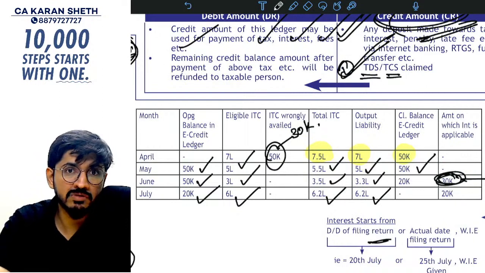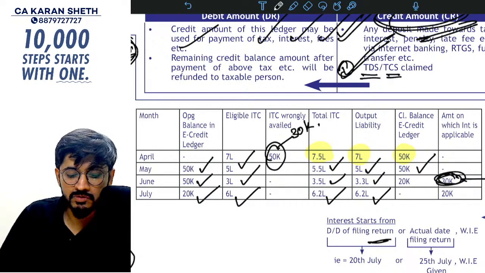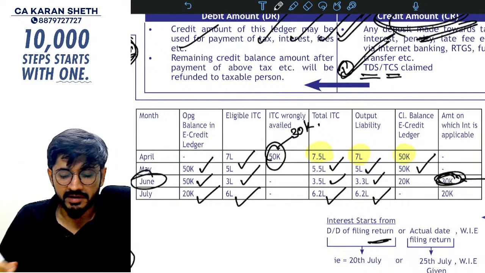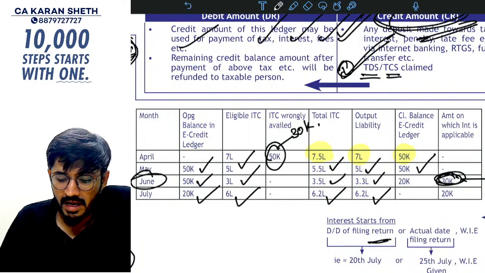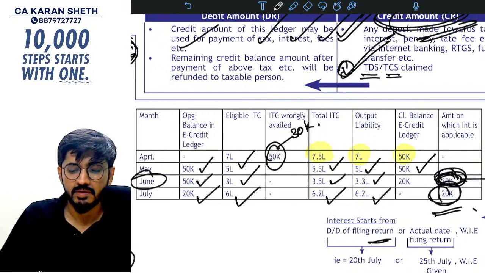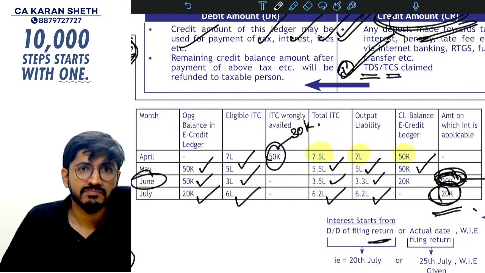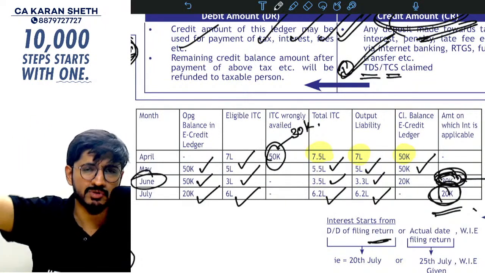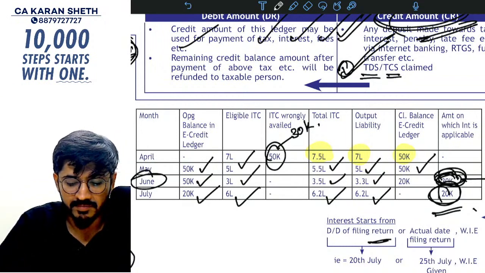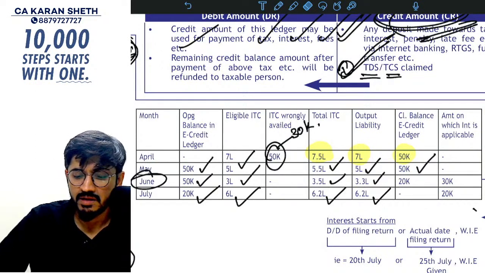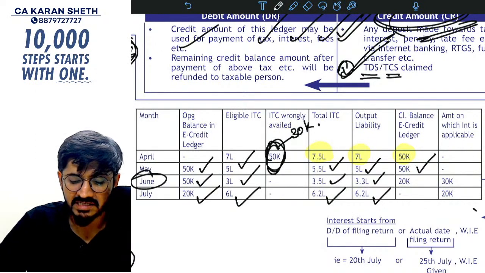Jabki that's incorrect because that was ineligible part wala ITC. So 30 ka interest starts from July ke month ka return. That is 20th July or actual date of filing return, whichever is earlier. And 30,000 is done. 20,000 remaining will start from July ka mahina. So July ka, okay, अगला महीना is 20th August or actual date of filing return, whichever is earlier. ठीक.